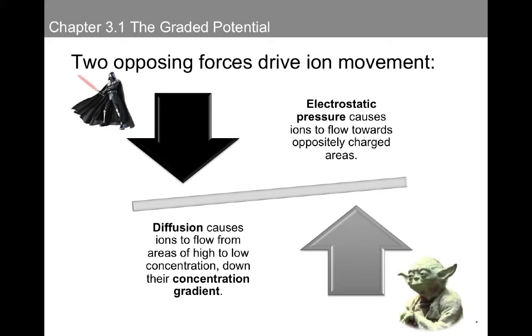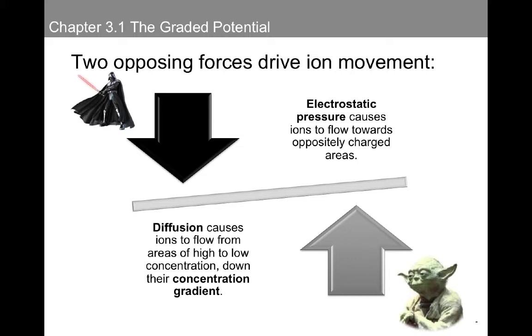There are two opposing forces we need to discuss before we proceed. These two forces drive ion movement. We have electrostatic pressure and diffusion. You're probably familiar with these two. Electrostatic pressure causes ions to flow towards oppositely charged areas. Everybody's probably taken a pair of magnets and noticed that they are attracted on certain ends, they repel on others. Different charges attract each other.